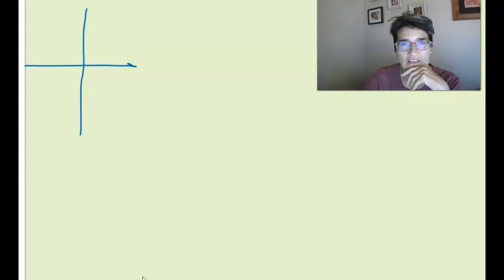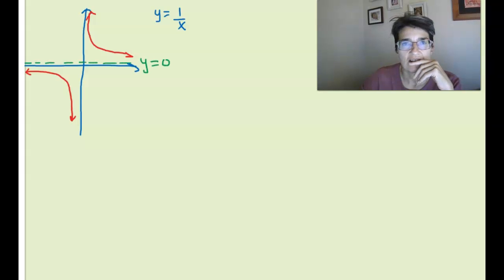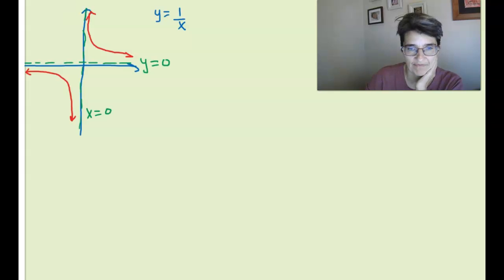We looked at the library of functions before, and we saw that y equals 1 over x looks like this. So half of it is in the upper quadrant, and the other half is in the lower quadrant like this. And it has a horizontal asymptote at y equals 0, and it has a vertical asymptote at x equals 0. Okay, so that's the basic 1 over x graph.